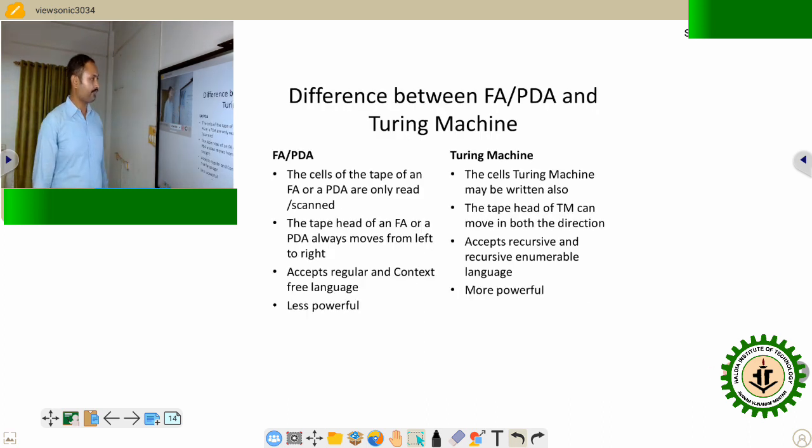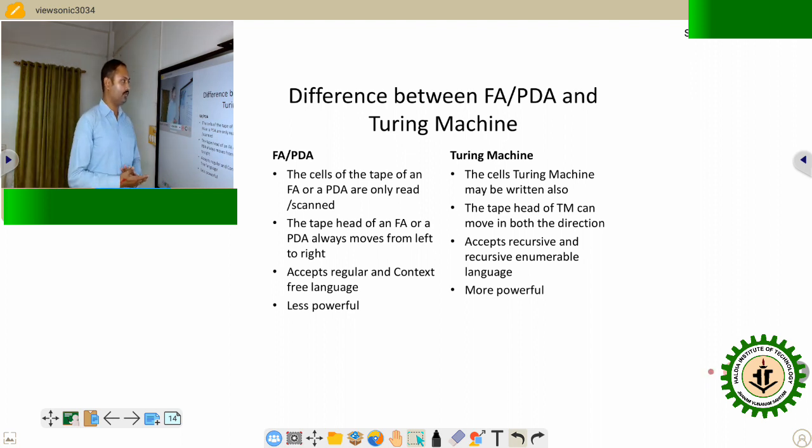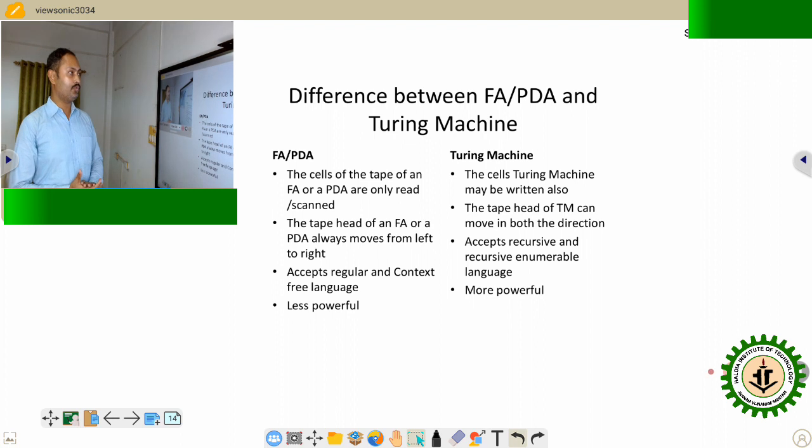So if I want to draw a few differences between pushdown automata or finite automata and Turing machine, these are the basic differences between them. In finite automata, the cell of the tape is only for read or scanned, but in Turing machine we can read the input symbol and also write onto the tape. So it has read and write capability.